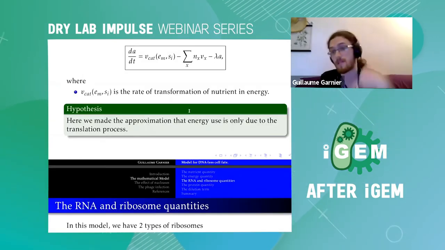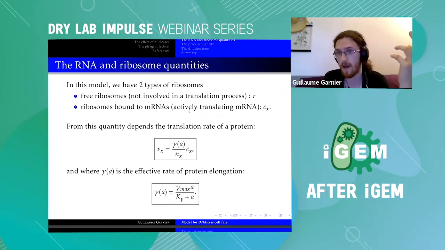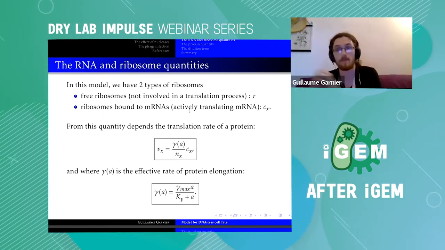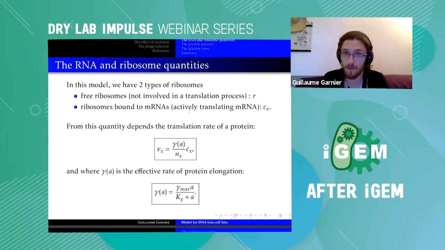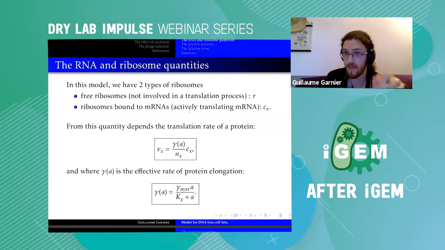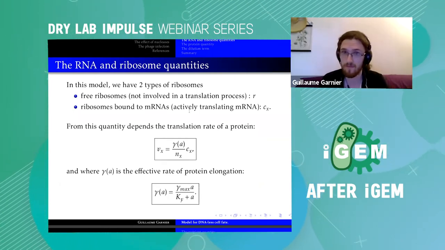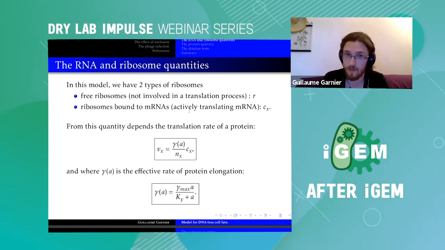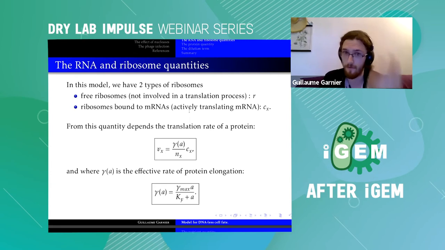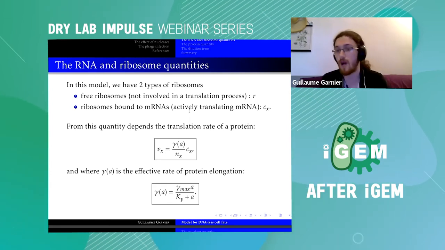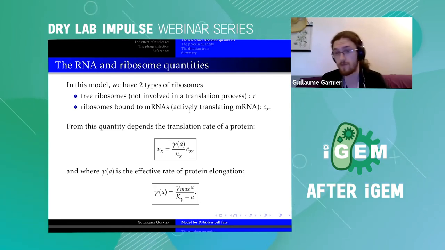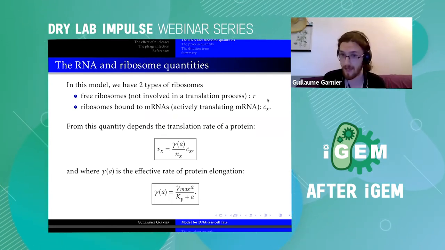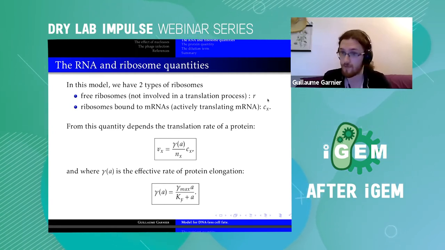So we have some energy inside the cell. The idea is to describe how the energy will be used by the RNA and by the ribosome. So we now want to describe the dynamics of the ribosome and of the free RNA inside the cell. For that, we divide the ribosomes into two types. First, we have free ribosomes. By definition, a ribosome is free if it is not involved in a translation process. We also have bound ribosomes. Those ribosomes are bound to RNA and try to translate proteins. We denote by CH the number of bound ribosomes.